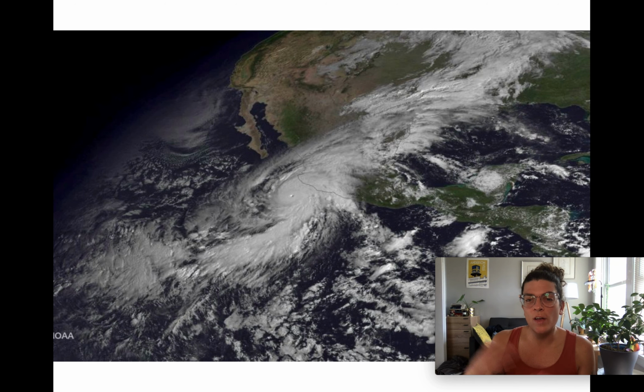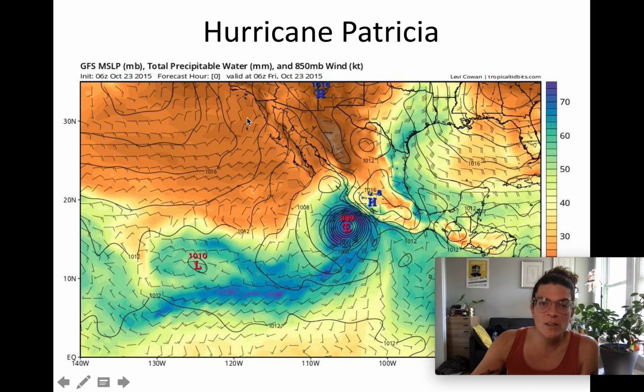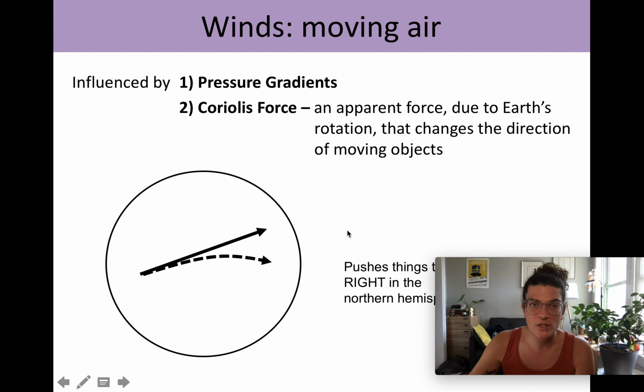An example of an extremely high pressure gradient scenario is a hurricane. Okay, so if I look at the isobar map, I can see that these isobars around this hurricane Patricia are very close together, which means that the winds in that region are very high. That's why hurricanes have very high winds. Over here, the isobars, these thicker black lines, ignore the wind barbs here, these isobar lines are very far apart, which means that this is a very calm, low wind situation. This is a very turbulent, high wind situation.